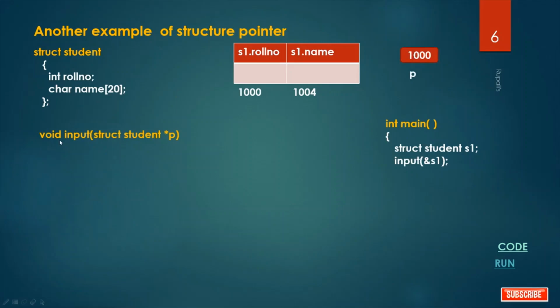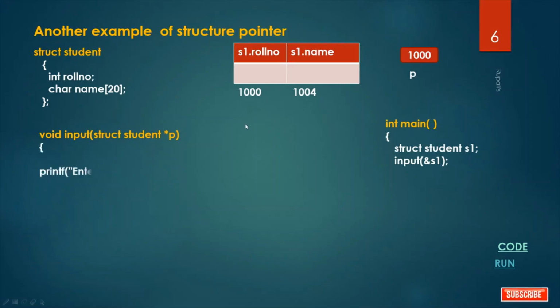So this is our input function. What is the parameter? Parameter is struct student star p, meaning p can hold an address of type struct student. I repeat, p can hold an address of type struct student. So p can hold the address 1000. So see here, p is 1000.